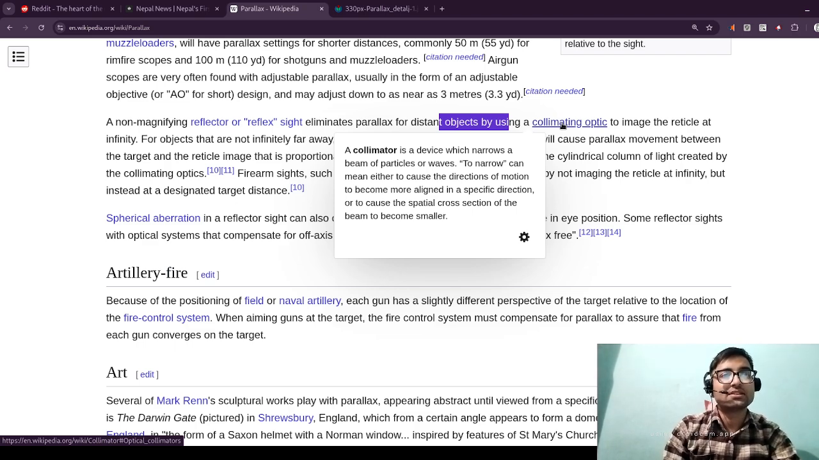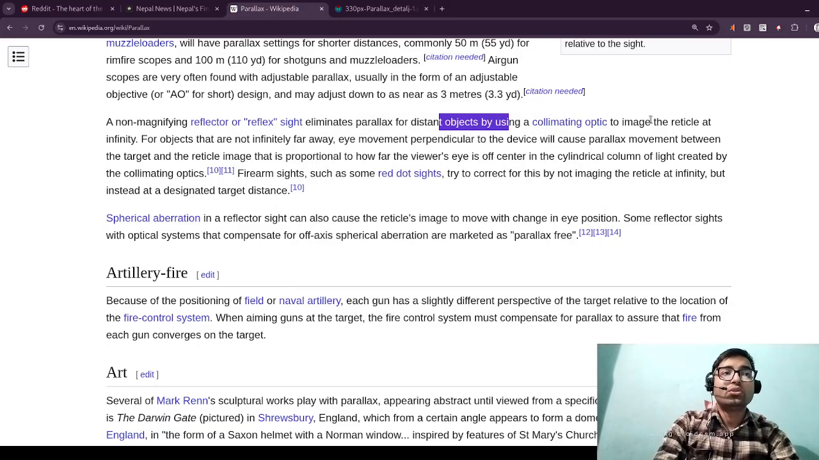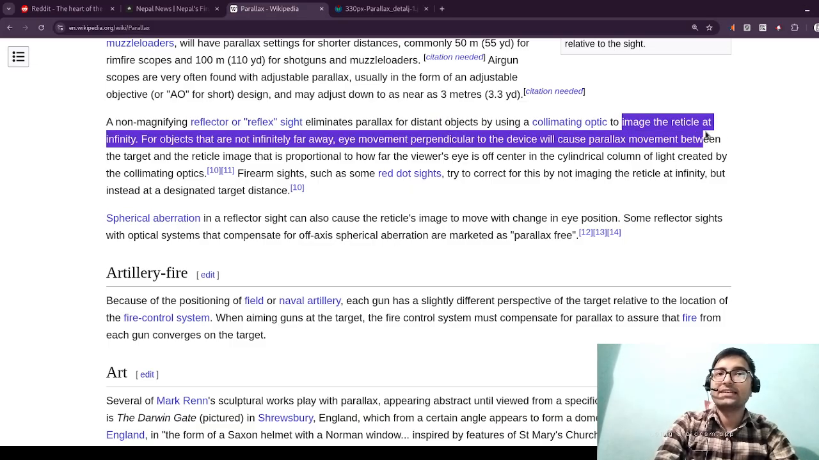A collimating optic is a device which narrows a beam of particles or waves. To narrow can mean either to cause the directions of motion to become more aligned in a specific direction, or to cause the spatial cross section of the beam to become smaller, so that the reticle image appears at infinity.